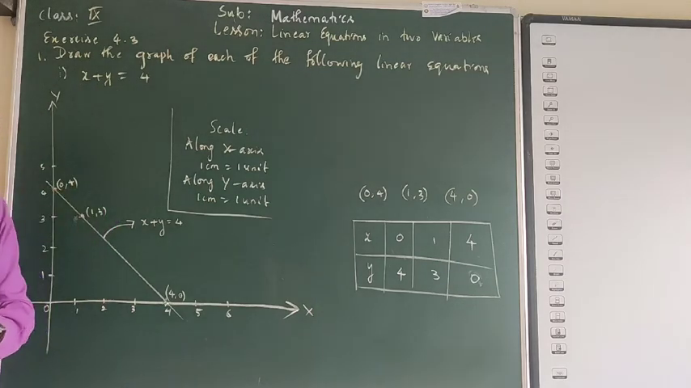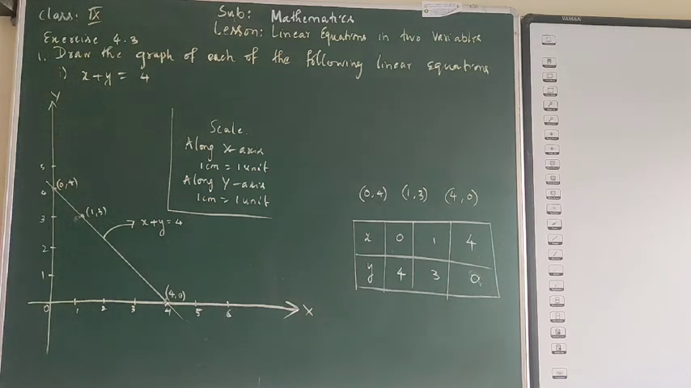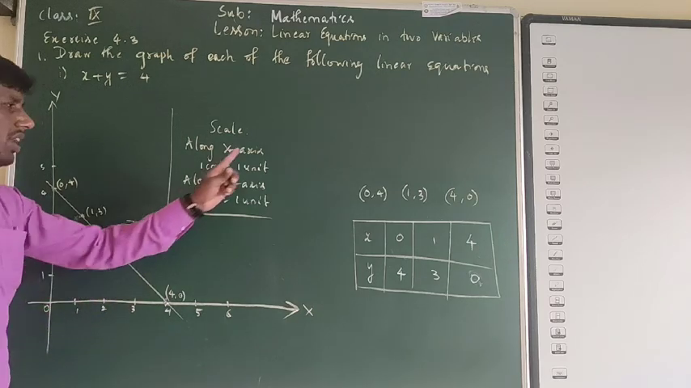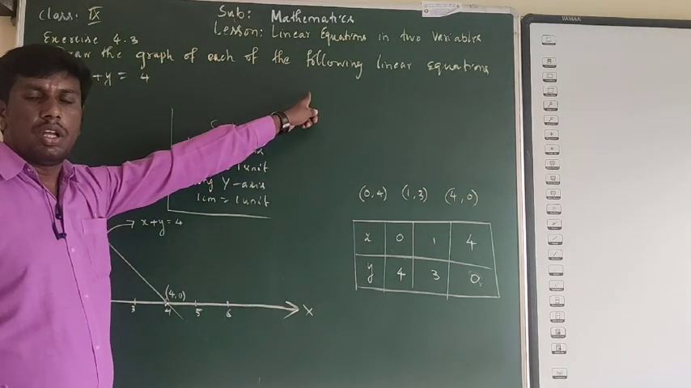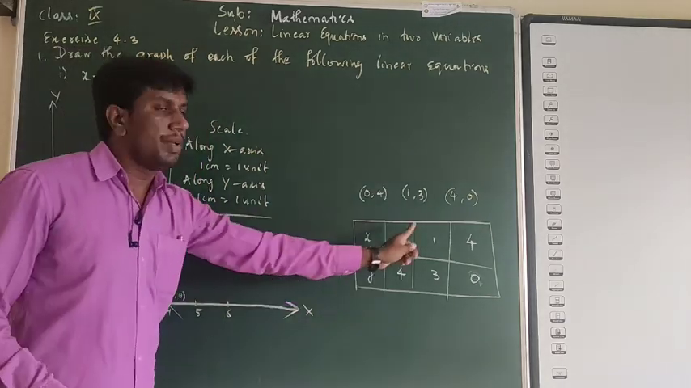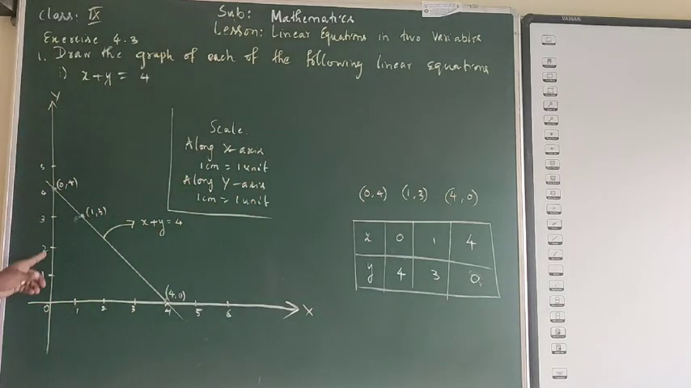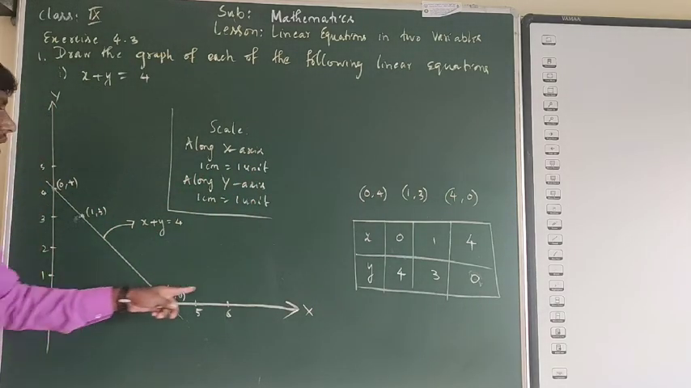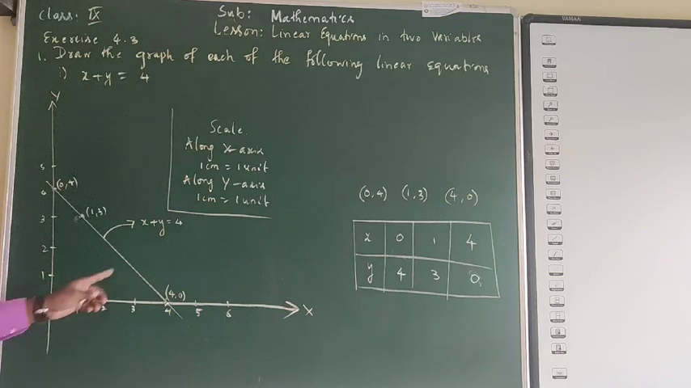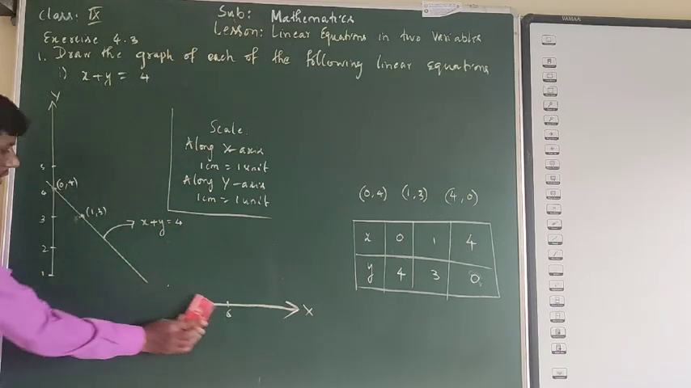The remaining I will give to you as homework. Remaining we have 3 graphs to do. This you need to draw on the graph sheet. Take a graph book. On the right side, write the question number. Then the question x plus y is equal to 4. Then this table. Then these solutions. Then on the left side, you should draw this graph. Note these points and join them.